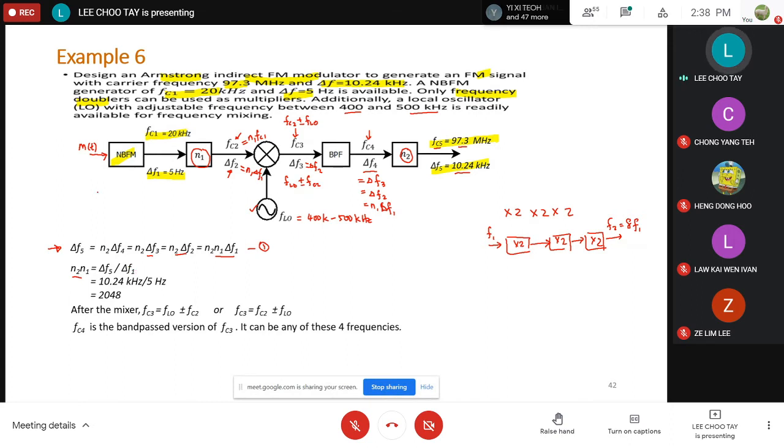So we know what delta F5 is, isn't it? Delta F5 is 10.24 kilohertz, and delta F1 is 5 hertz. Then that gives us N2 N1 of 2048. So again, use this as your first equation.